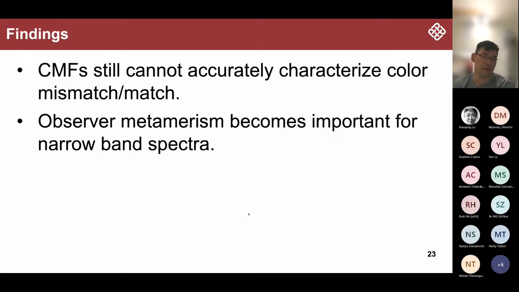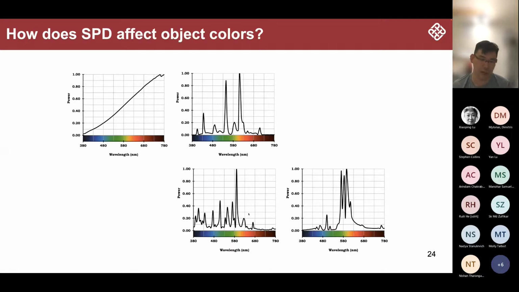To conclude this experiment, we find that the current color matching functions still cannot accurately characterize the color match or the color mismatch. And the observer mechanism will become more important when we start to have narrow-band spectra for the displays. So this is the color match.